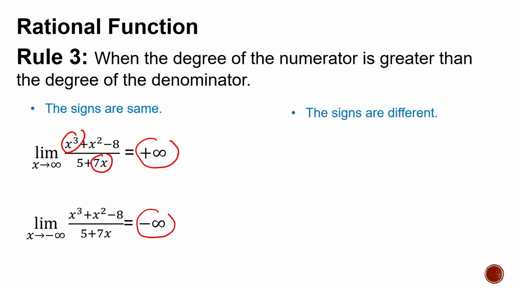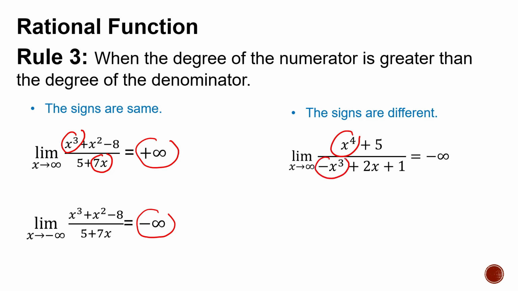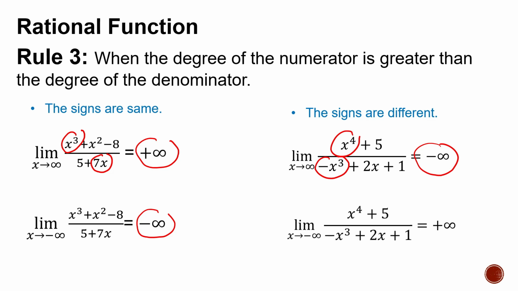If the signs are different, then the answer is going to be different, of course. But again, the condition is that the degree in the numerator is greater than the degree in the denominator, and the signs of the leading terms are different. So here we have x raised to 4, and this is a negative x raised to 4. You see this kind of pattern? So the limit of that function as x approaches positive infinity is equal to negative infinity. Now the limit of the function as x approaches negative infinity, maybe you're thinking about the answer, and you're right. The answer will be positive infinity.